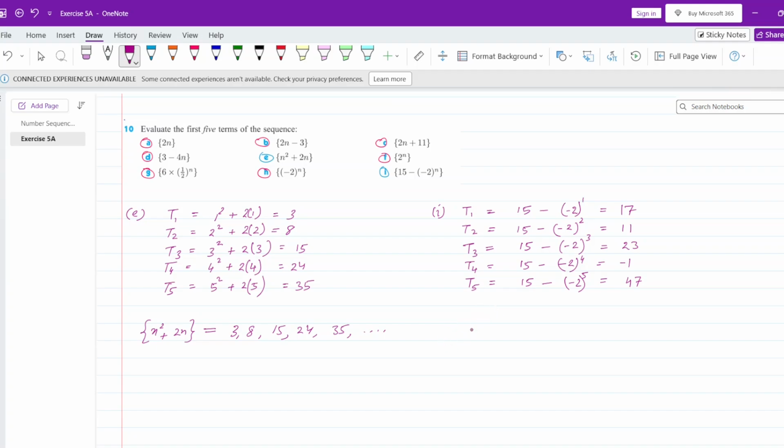So here we can say 15 minus negative 2 raised to the power n in curly braces means 17, 11, 23, negative 1, 47, and so on. And this is the answer.